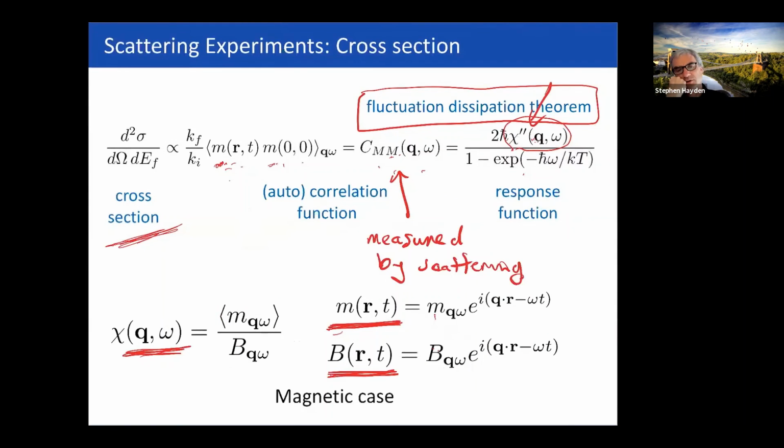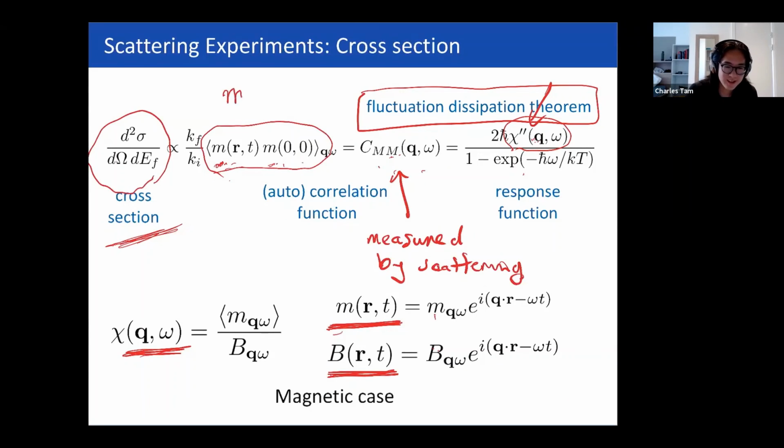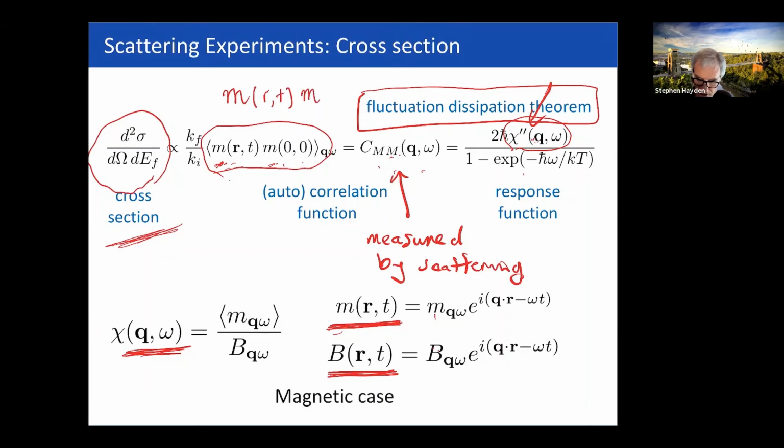Yeah, so in the scattering books, the basic thing is that this scattering cross section here is proportional to this correlation function, which is... Is that not the case with RIXS? Oh, because I guess this is for neutrons, right? Yeah, so I'll answer that question in a minute.